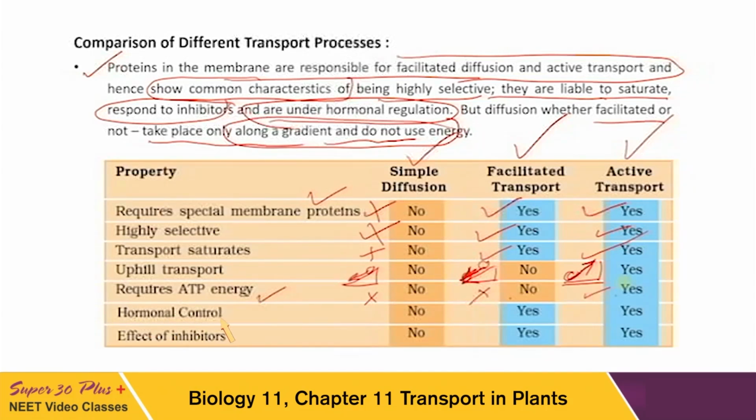Hormonal control? No hormonal control here. This is yes and yes. Effect of inhibitors: because the proteins are not involved in diffusion, it is not affected by inhibitors, while the rest of the two are affected by inhibitors. Is it right?